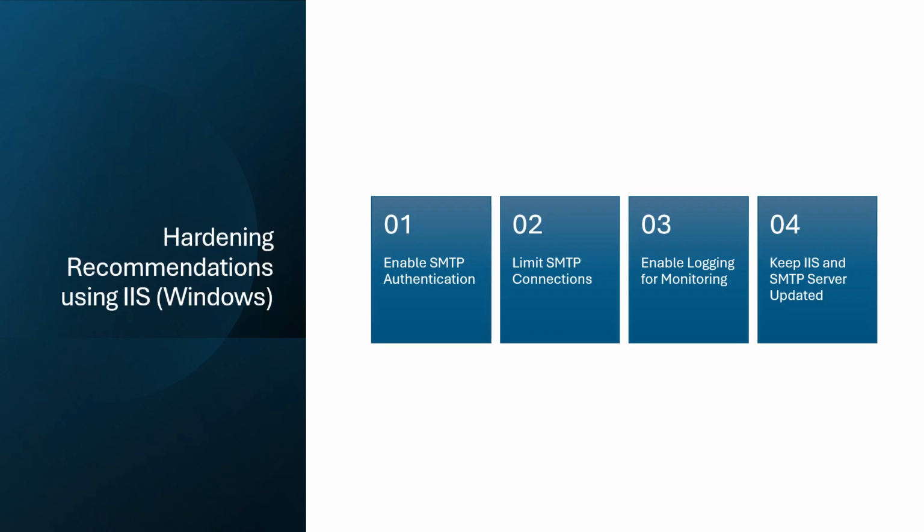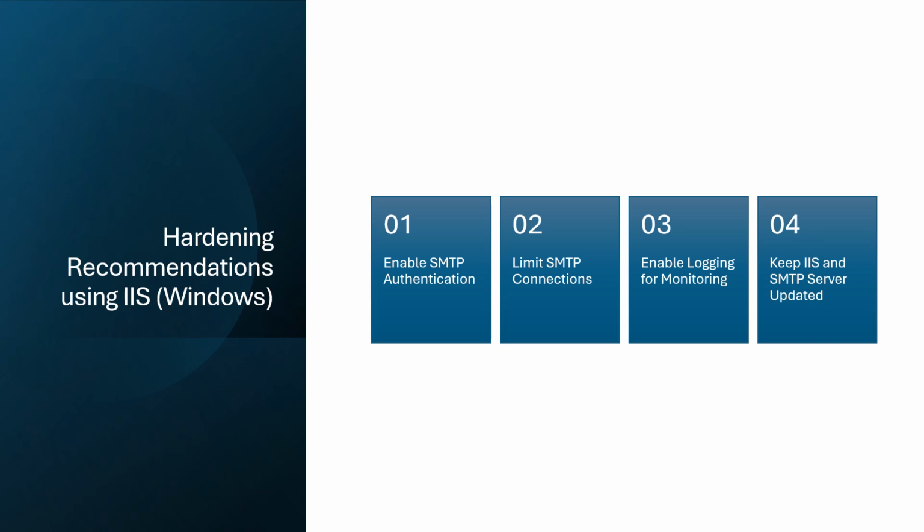Some hardening recommendations using IIS for a Windows Server include first enabling SMTP authentication. This prevents unauthorized access by requiring valid credentials for any email relay. So to configure this, you want to open IIS 6.0 Manager, right-click SMTP Virtual Server, and go to the Properties. Navigate to the Access tab and click Authentication. Check Basic Authentication and configure the valid credentials.